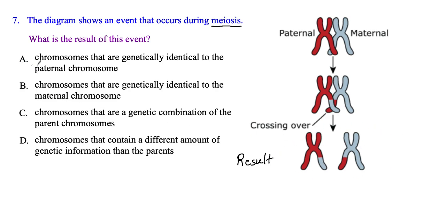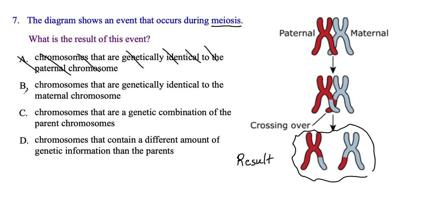So it says A, chromosomes are genetically identical to the paternal chromosome. Well, do these resulting chromosomes, each one, appear identical to the paternal chromosome, the one in red? Is the coloring the same? No. The paternal chromosome is all red, and these resulting chromosomes, this one isn't all red, and this one isn't either, so A is gone.